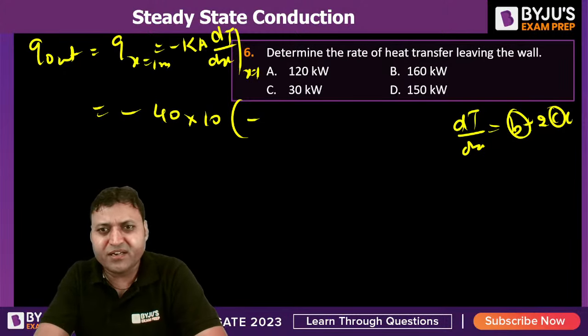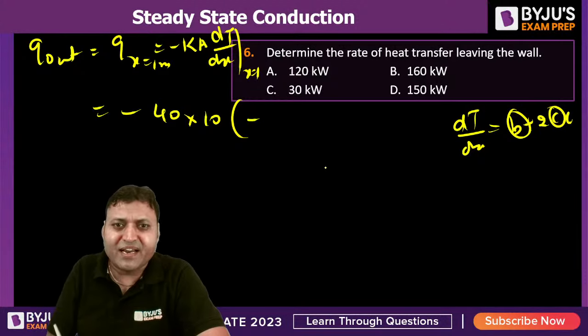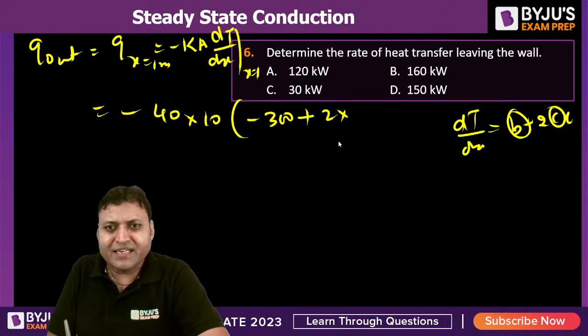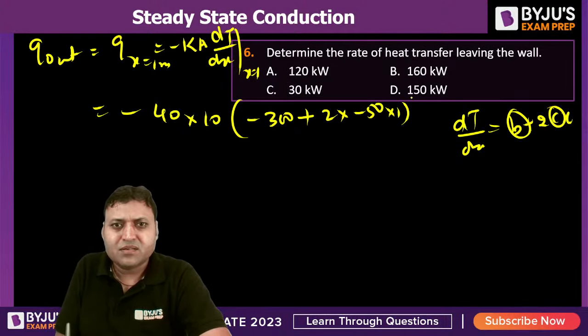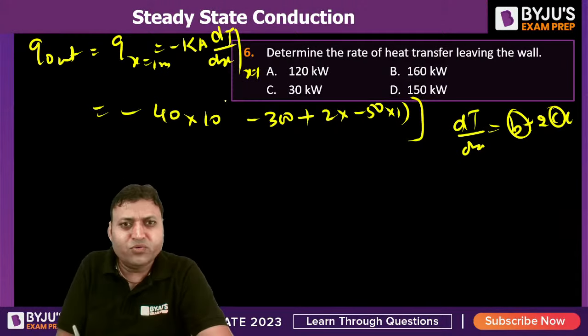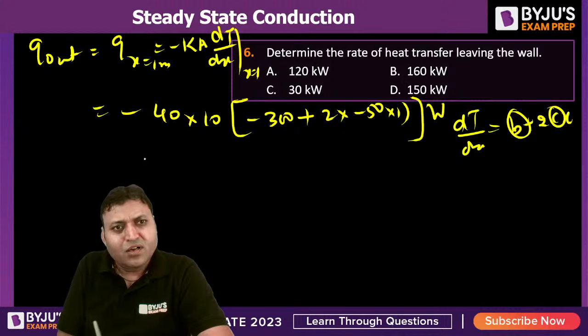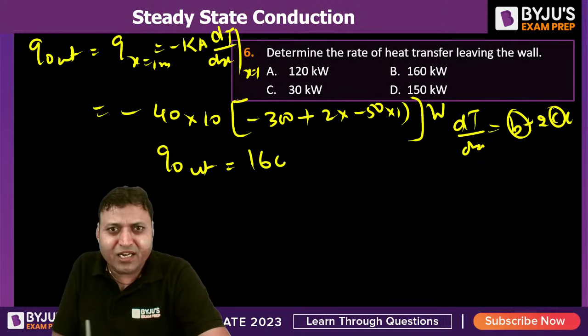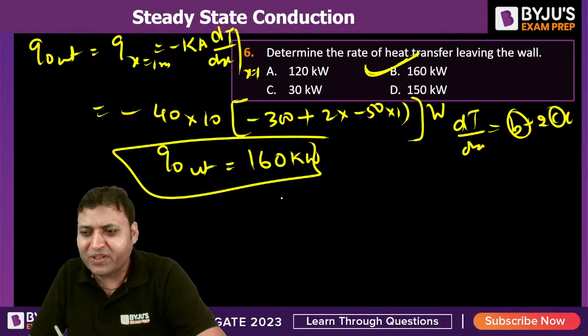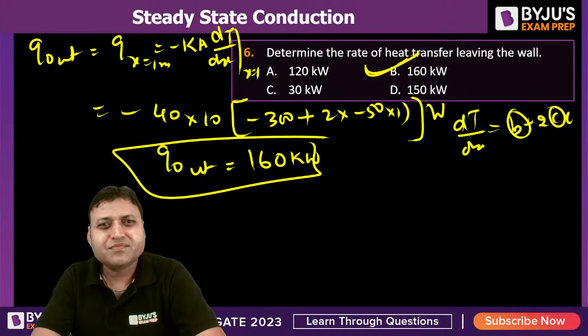Can you do the calculation? B is equal to minus 300 plus 2 into c, and c is equal to minus 50, into x. That will give you the value. Q out will come out to be 160 kilowatt. Are you getting it? For this, the answer will be option B.